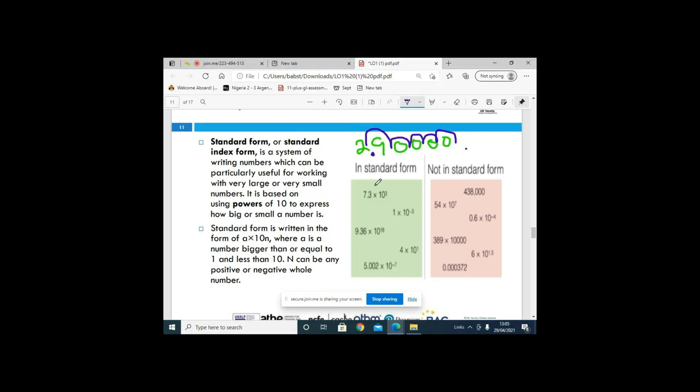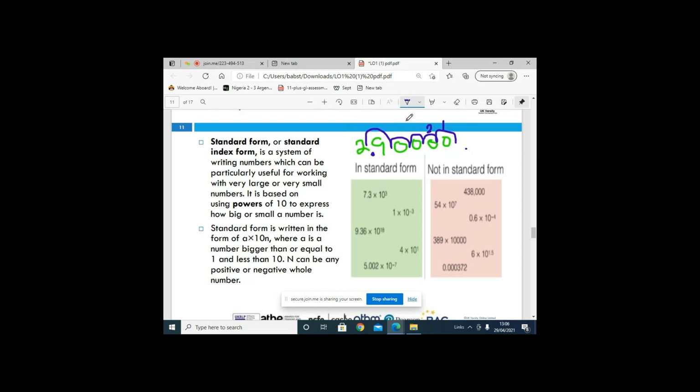Because of the value where you stop, I stop at 2.9. 2.9 is between 1 and 10. It must not be less than 1 and it must not be more than 10. You get it?